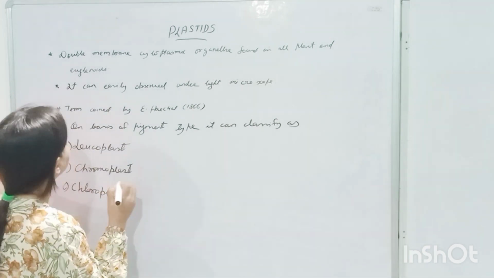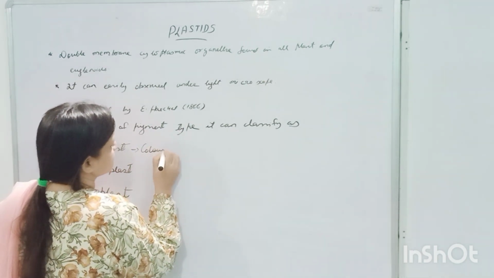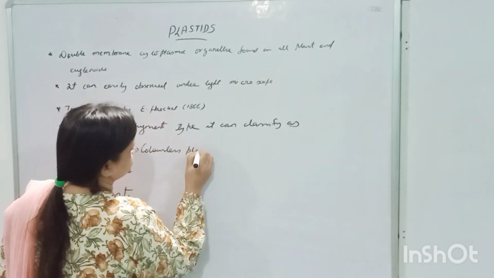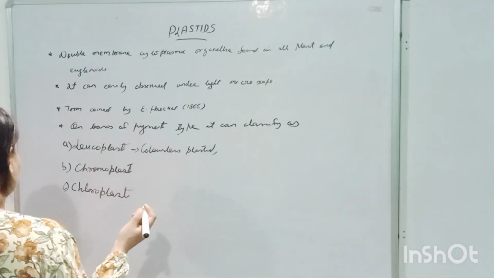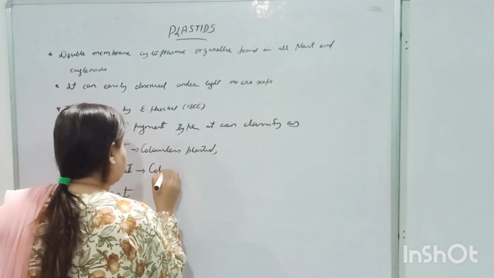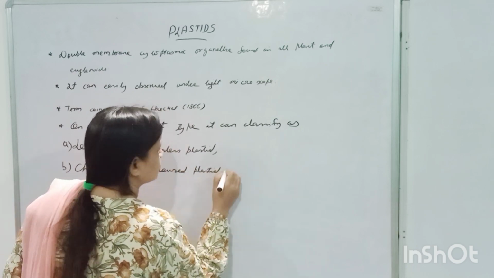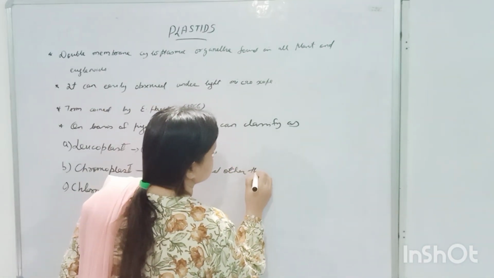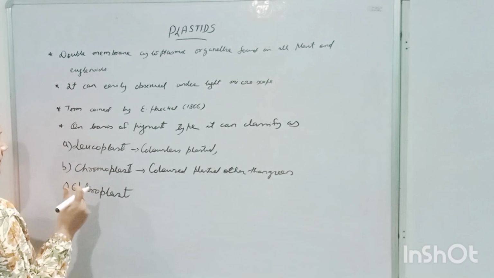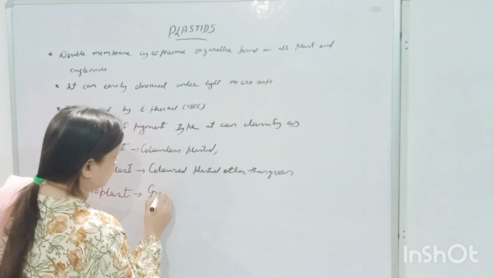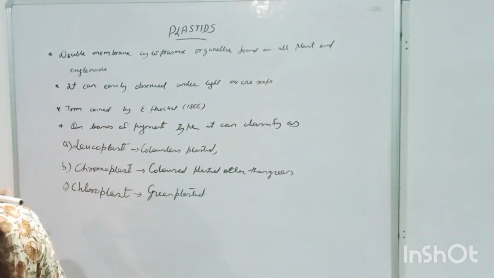Coming to the leucoplast. What is leucoplast? Leucoplast is a colorless plastid. The chromoplast is a colored plastid other than green. And chloroplast is your green plastid.